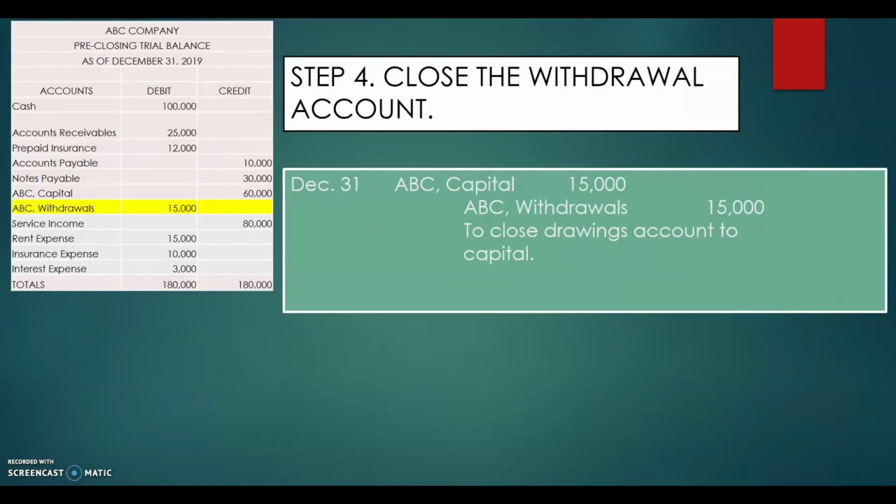Step number 4. Close the withdrawal account. So in our pre-closing trial balance of ABC Company, ABC withdrawals accounts to 15,000. So our closing journal entry will be debit ABC Capital 15,000 and credit ABC withdrawals 15,000.